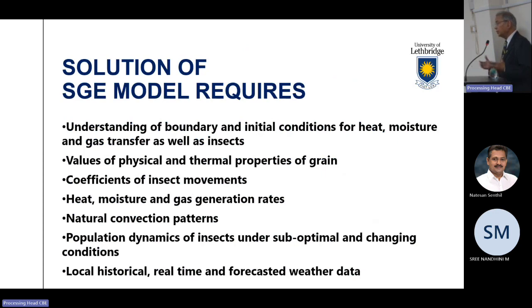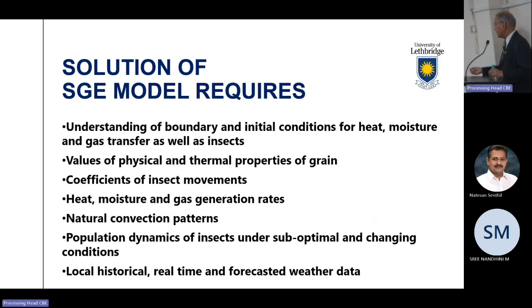And naturally, to solve the mathematical model, you will require the local historical and real-time data. Historical, because you would use the historical data to do the validation and assessment and calculate the probability distributions of the results. And real-time and forecasted weather data are needed to make the decision on what you need to do next 3 days. Like if it is going to be high humidity, should you allow the grain to be stored for the next 3 days? Or should you be selling it right now?